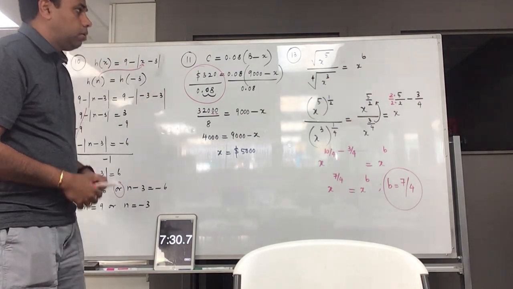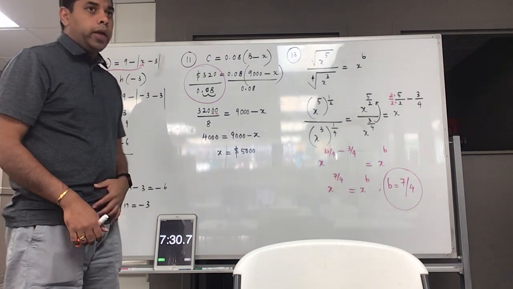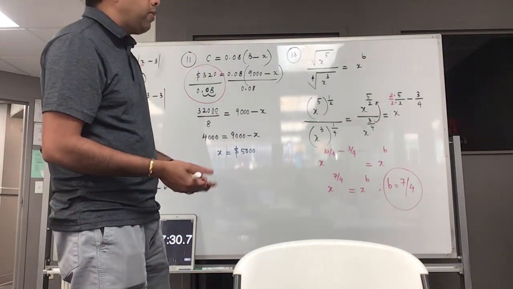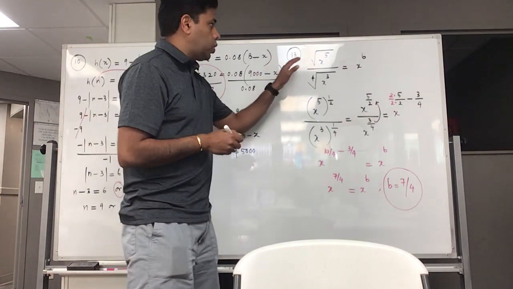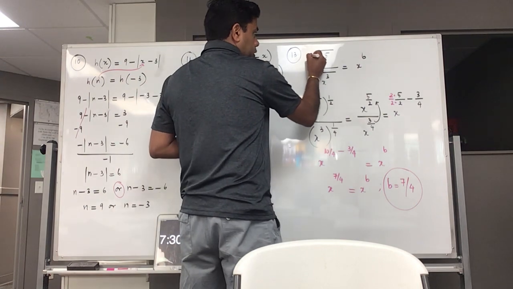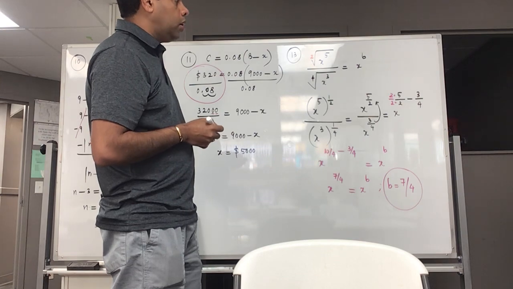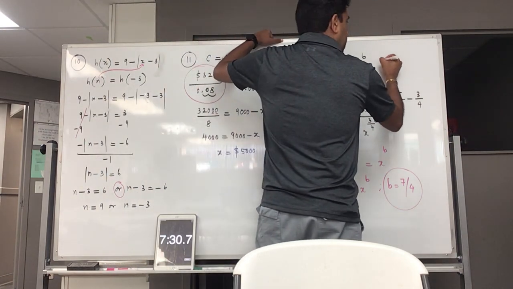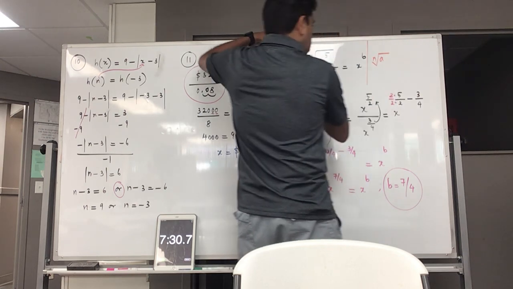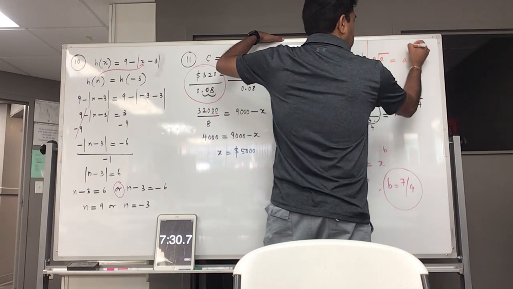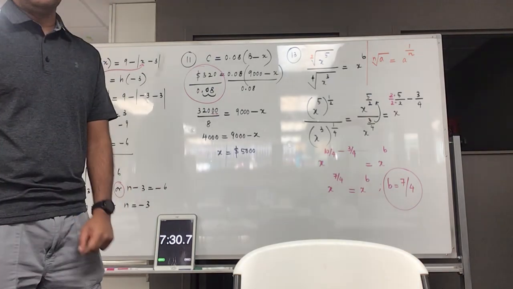The square root of x raised to 5 divided by the 4th root of x cubed is equal to x raised to b. What is the value of b? Okay. I want to start with this one here. When you have a square root, there is an automatic understanding that it's a 2 here. It's understood. So there is a rule: the nth root of a is equal to a raised to 1 by n. If you don't know this, you can't do this problem, period.